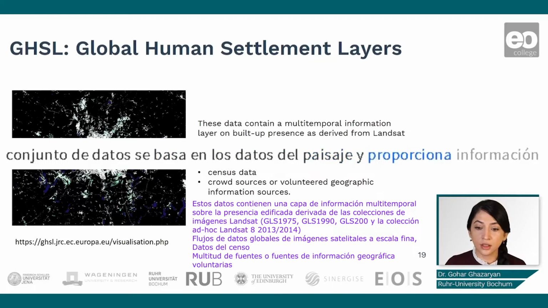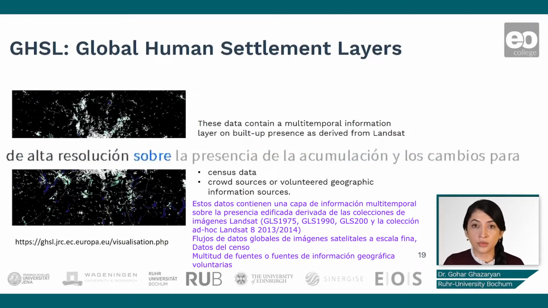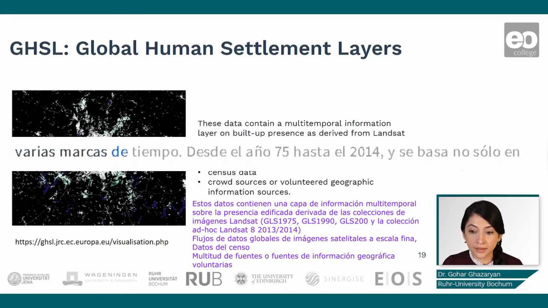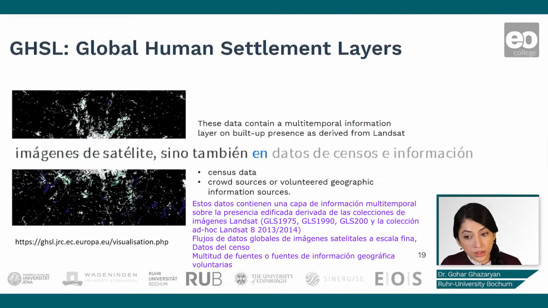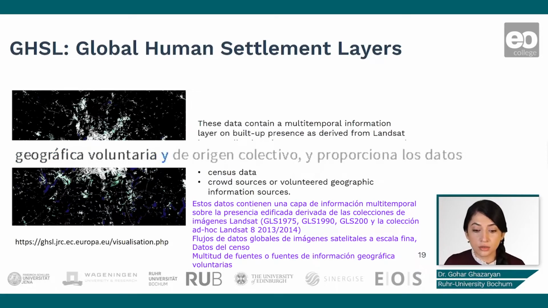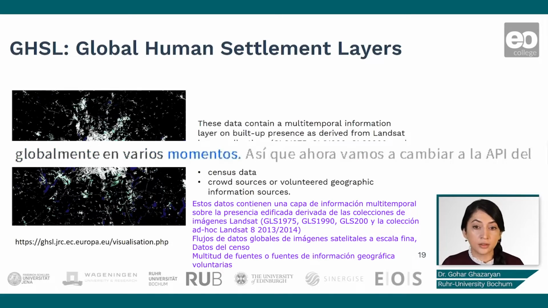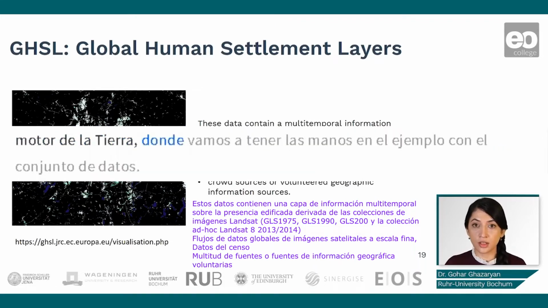So the dataset is based on Landsat data and provides high-resolution information on built-up presence and the changes for several time steps, starting from 1975 till 2014. And it is based not only on satellite imagery, but also census data and crowdsourced and volunteer geographic information, and provides the data globally at several time steps. So now let's shift to the Earth Engine API, where we will have the hands-on example with the dataset.